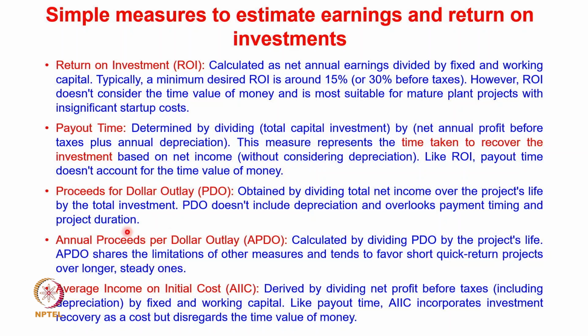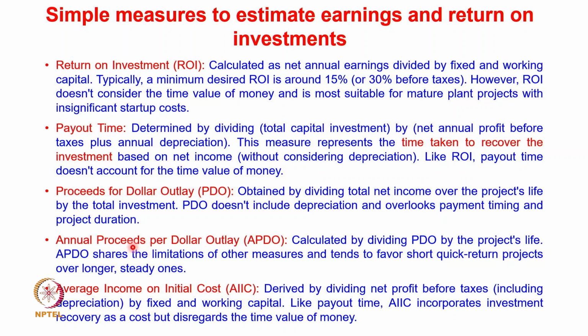The other two definitions are proceeds for dollar outlay. So proceeds for dollar outlay, which is represented as PDO, is given by dividing the total net income over the project's life by the total investment. So the total net income over the project's life, that we can sum up, divided by the total investment, is going to give us the proceeds for the dollar outlay. Again, PDO doesn't include the depreciation and overlooks payment timing and project duration.